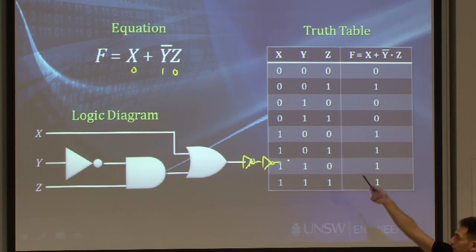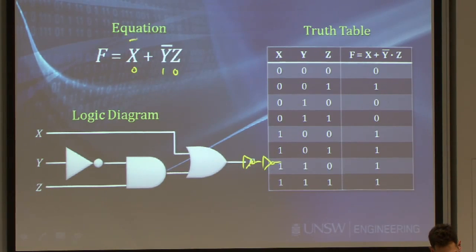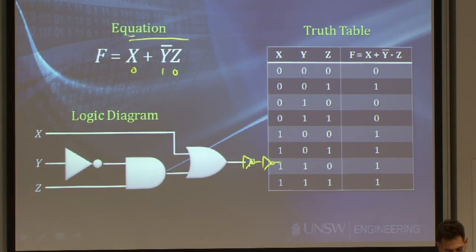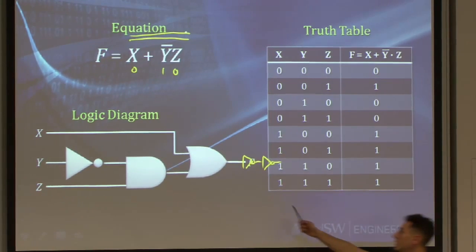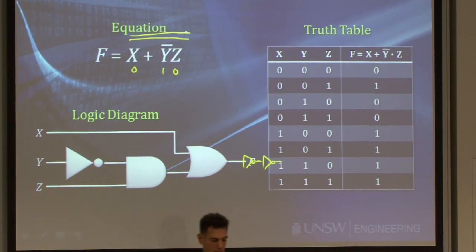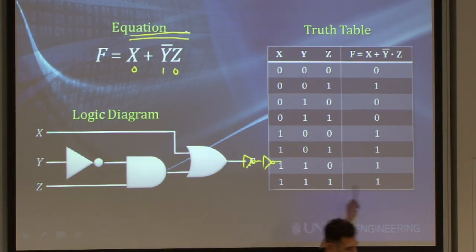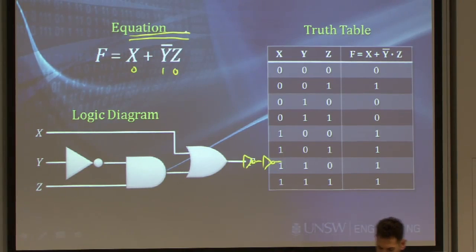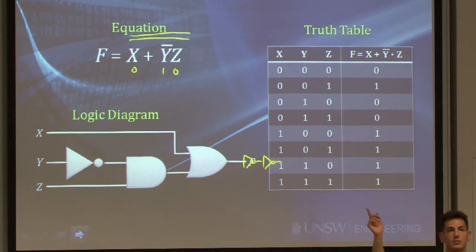And by the way, if I want to write it in the equation, I will just negate the whole thing and then negate it again, which is what I've done here. My truth table doesn't change. So truth tables are unique. Equations and logic diagrams are not. Questions so far?